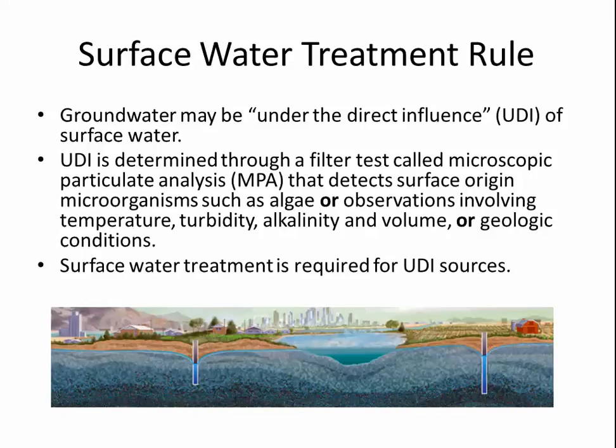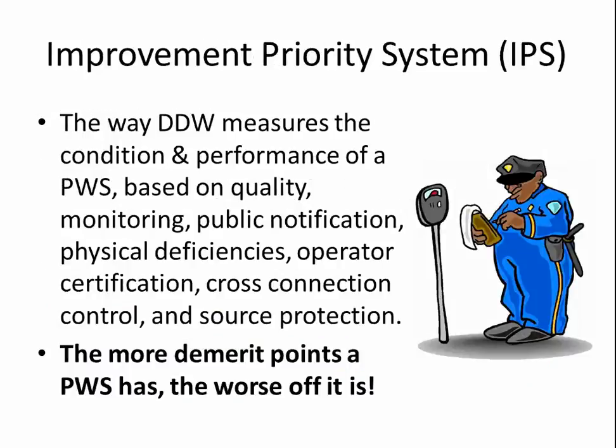And we use all of that information to determine whether or not a surface is UDI. Once a source is UDI, again, they have to do complete surface water treatment. Okay, so this next section is the improvement priority system. The improvement priority system is specific to the state of Utah.